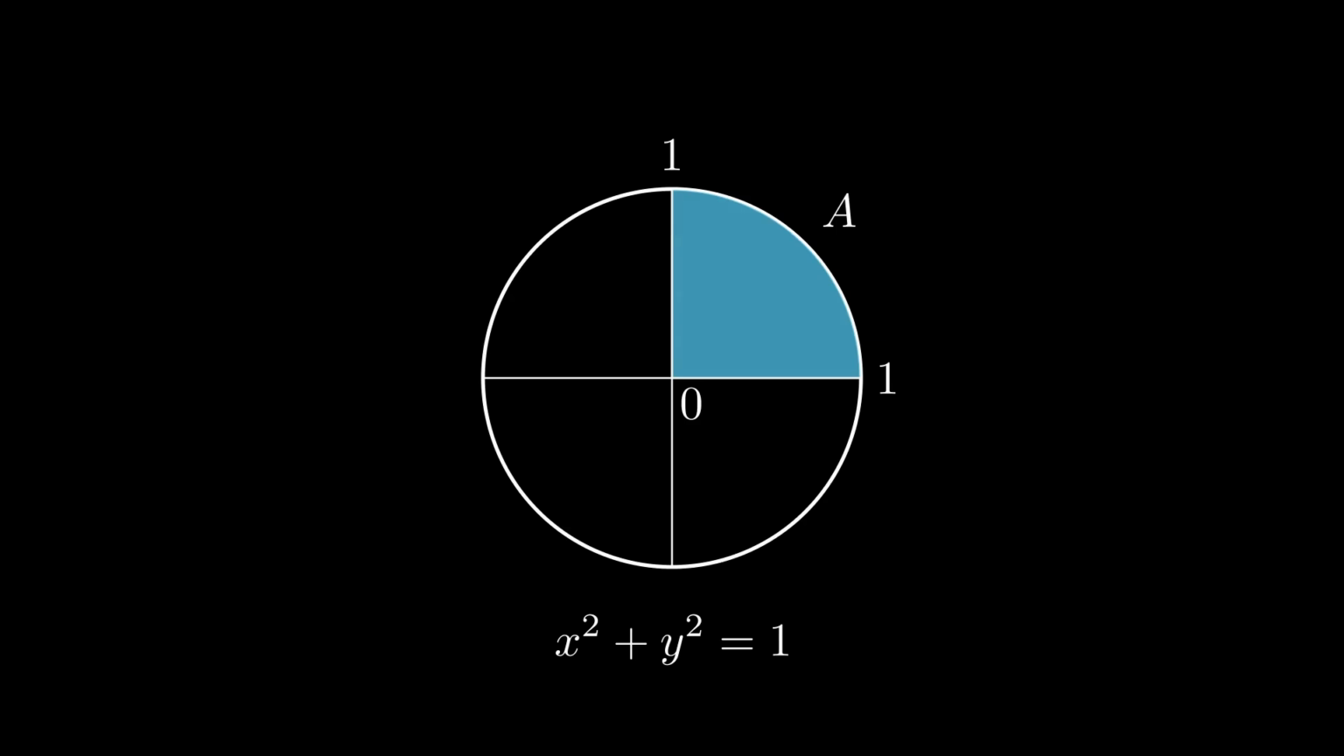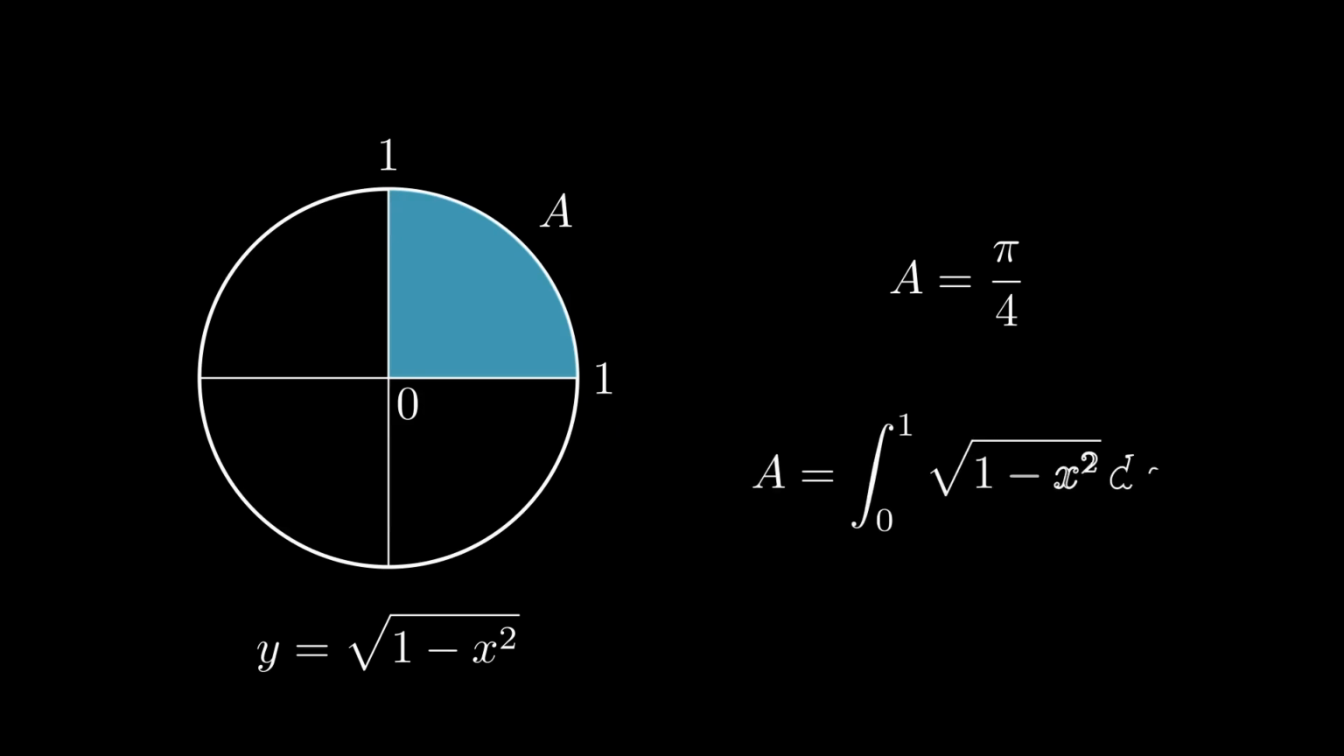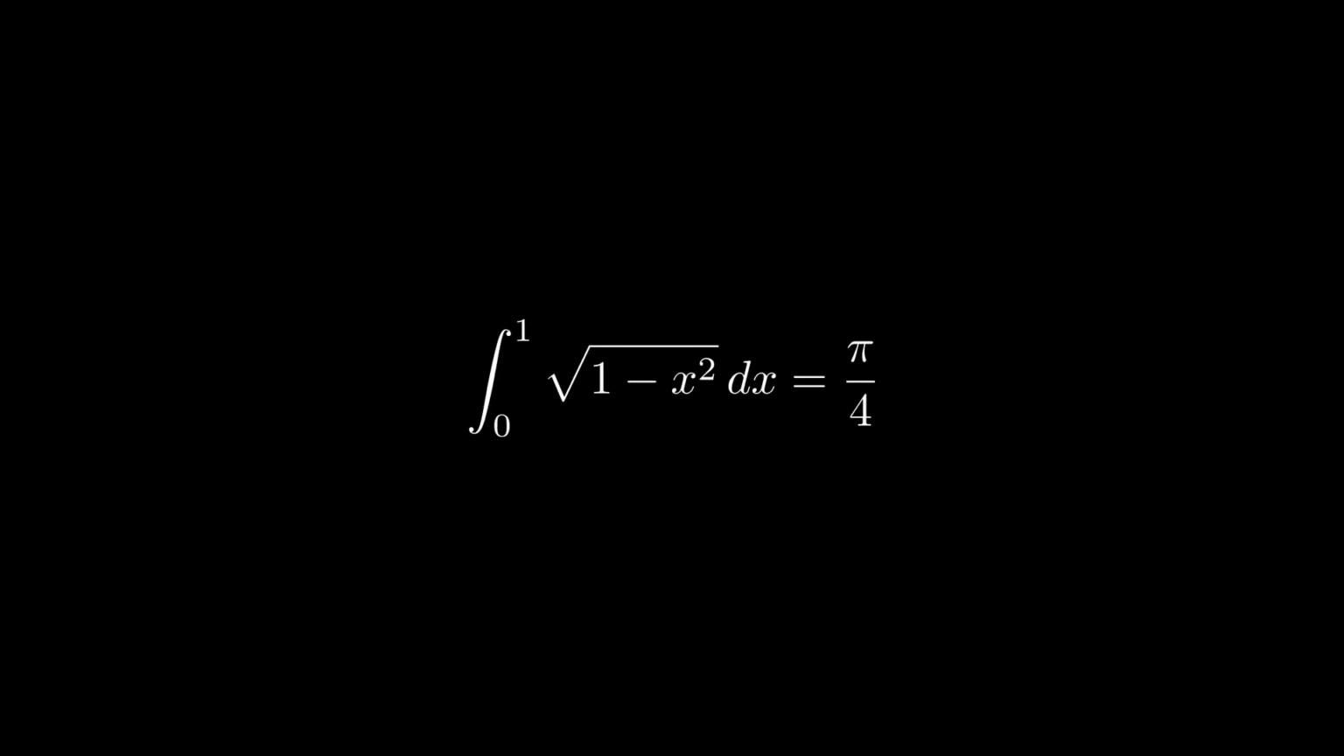Using the standard area formula for circles, we know that it is equal to 1/4 times pi times 1 squared, so pi over 4. But from our first equation, we can also deduce that y equals the square root of 1 minus x squared. As such, the shaded area corresponds to the integral between 0 and 1 of the square root of 1 minus x squared. We thus have the following equation.